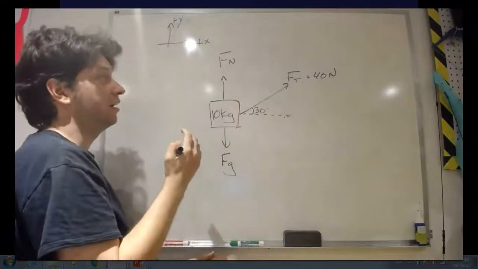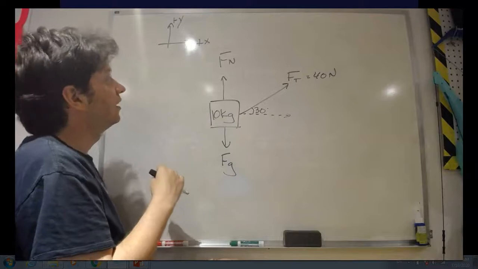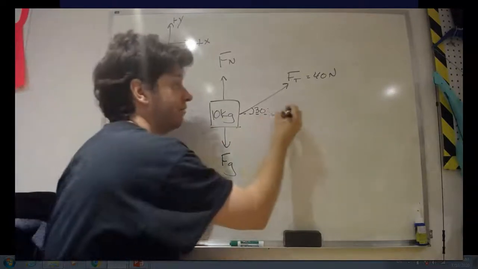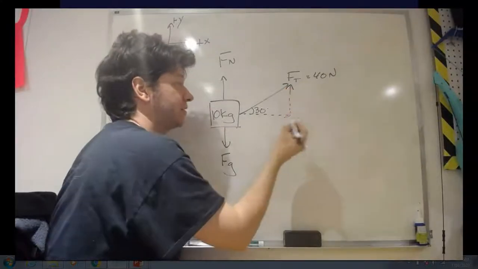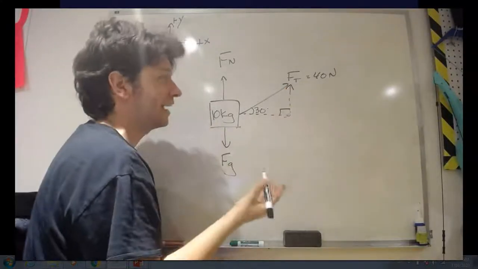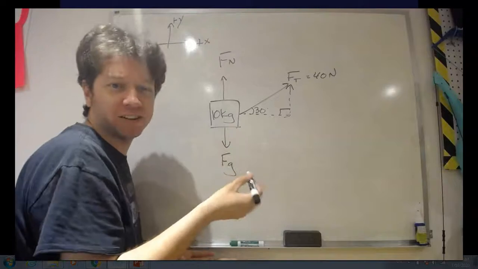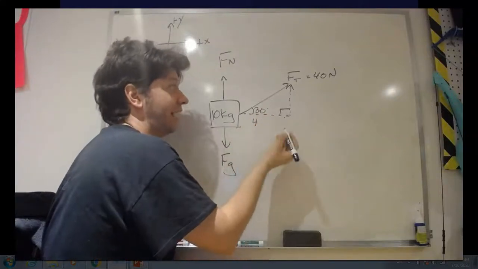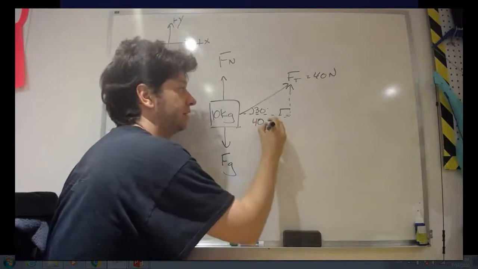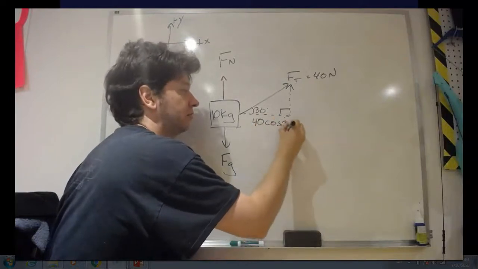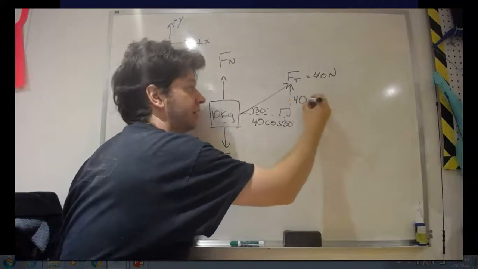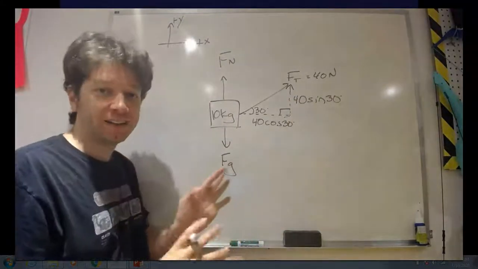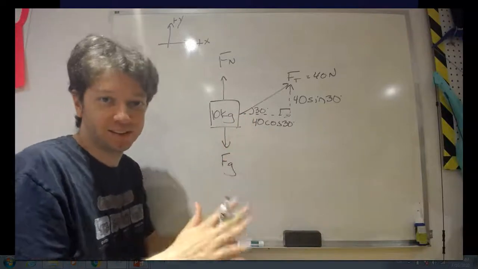Our tension or applied force, whatever you want to call it, is not aligned with our coordinate system. So we have to draw components. So here are our components. You don't need to actually calculate with a calculator yet. In fact, just write down an expression. So in this case, our x component would be 40 cos 30, and our y component would be 40 sine 30. All right, so we've handled calculating the components.